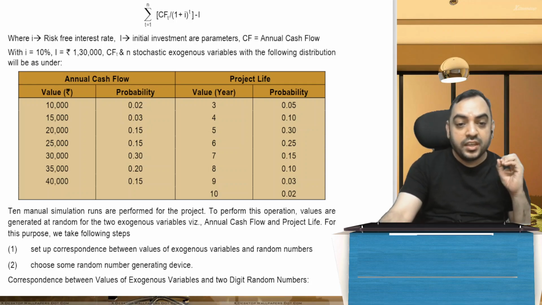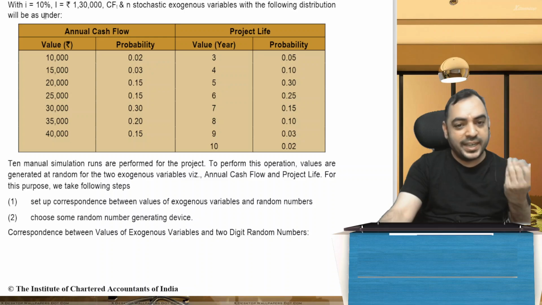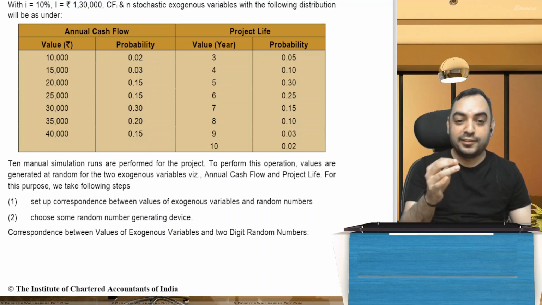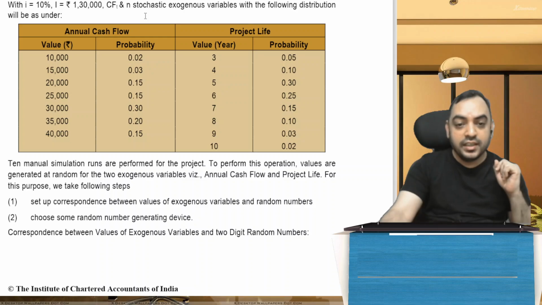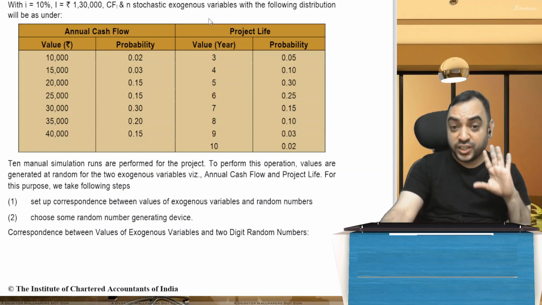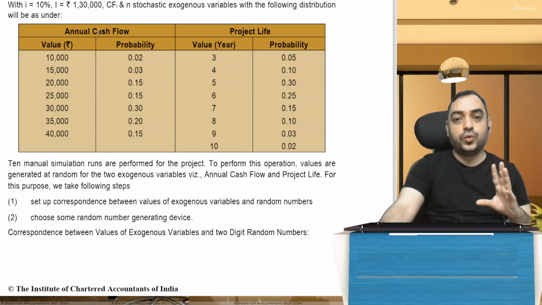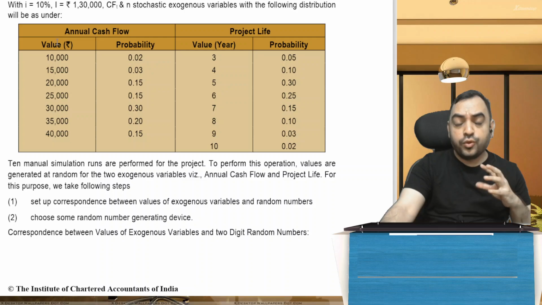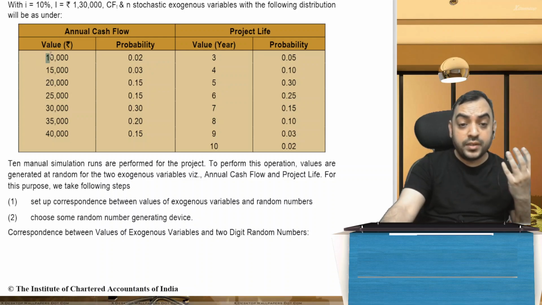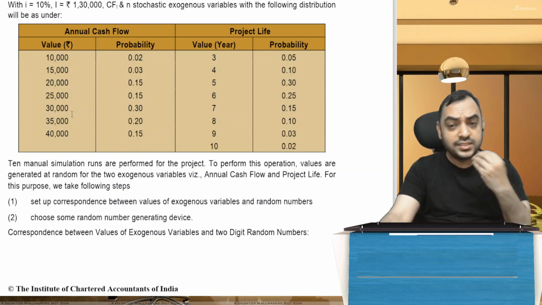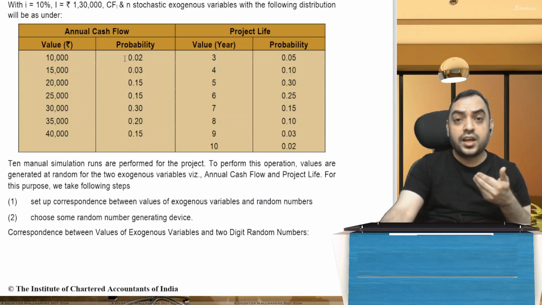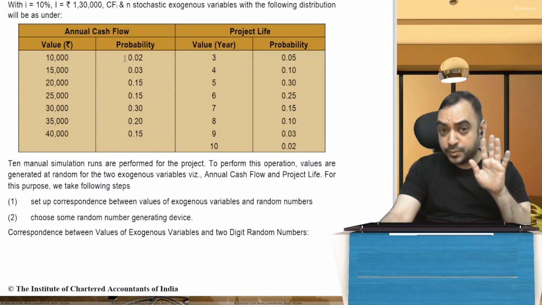Let's read it. i is equal to 10% rate of interest. The investment is 1,30,000. Cash flow and stochastic exogenous variables, basically the variable factors, parameters, will be as under. So annual cash flow. So here comes the probability approach. Annual cash flow can vary from 10,000 to 40,000. It can be any number. It is uncertain. And we have associated a probability with it, which will be given in the problem.